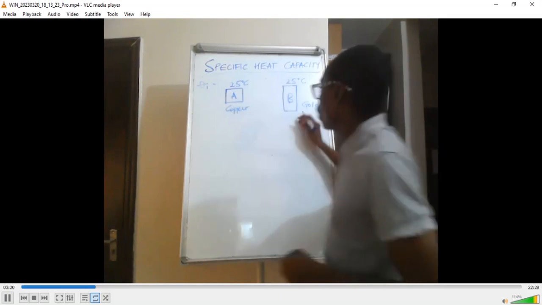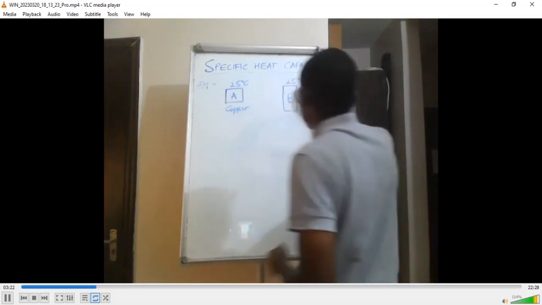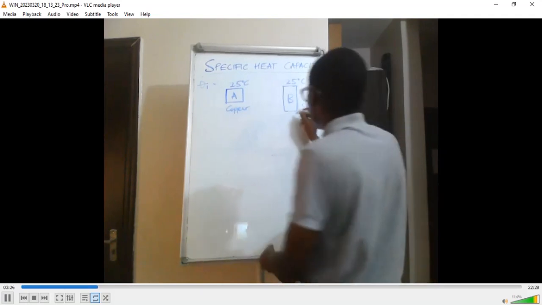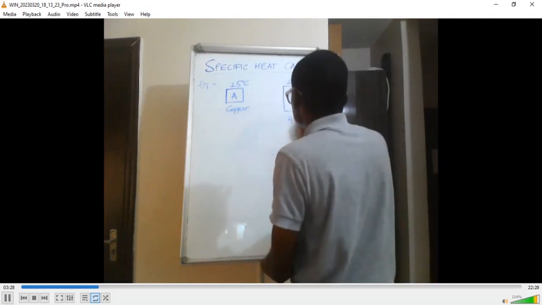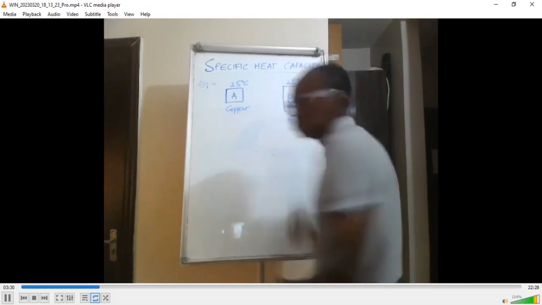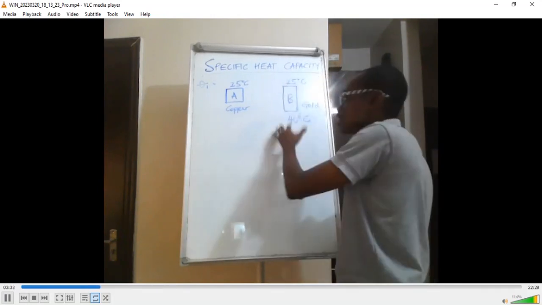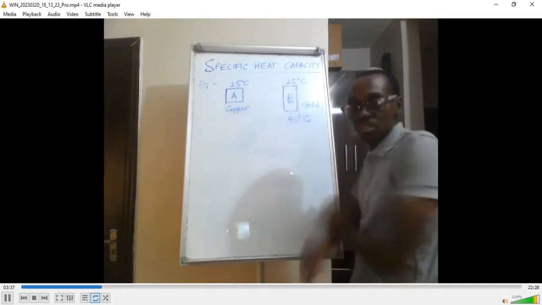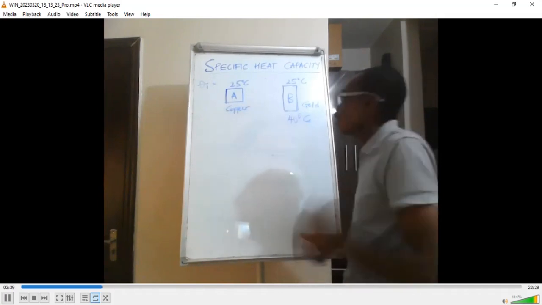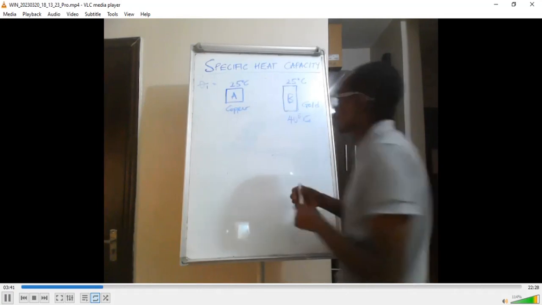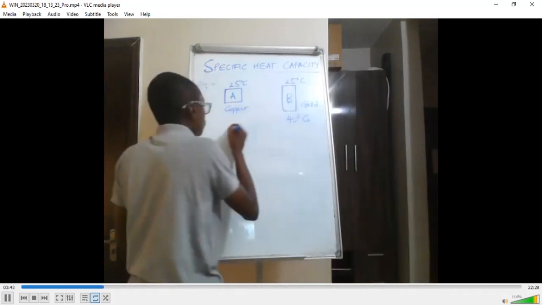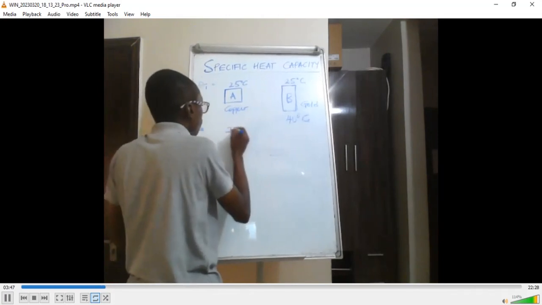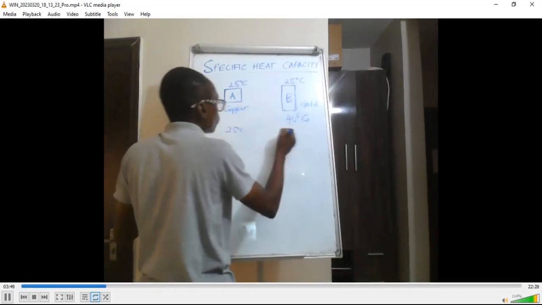But let's assume now that along the line, the temperature of this gold rises to 40 degrees centigrade. What is going to happen when it rises to 40 degrees centigrade? And now these bodies are brought in contact with one another. When they are brought in contact now, and this is case 2, copper is at 25, gold is at 40.